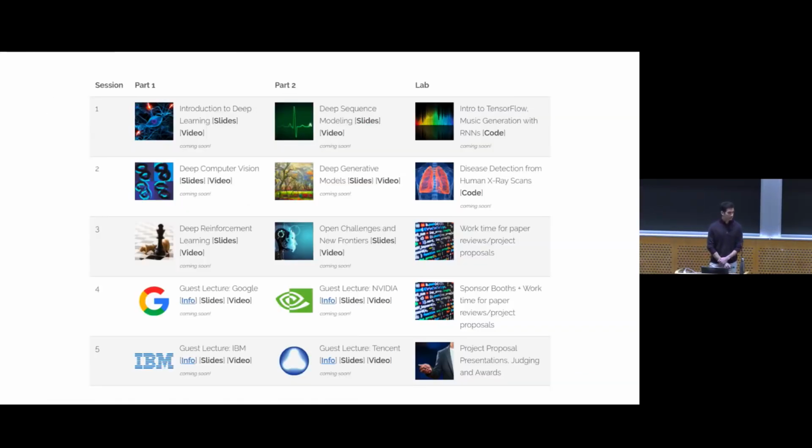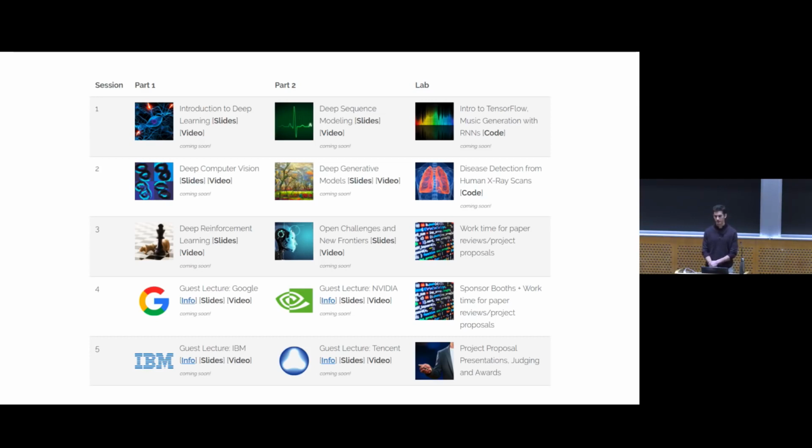We have an amazing set of lectures lined up for you. So today we're going to be talking about some of the introduction to neural networks, which is really the backbone of deep learning. We'll also talk about modeling sequence data. So this is what I was mentioning about the temporally dependent data.